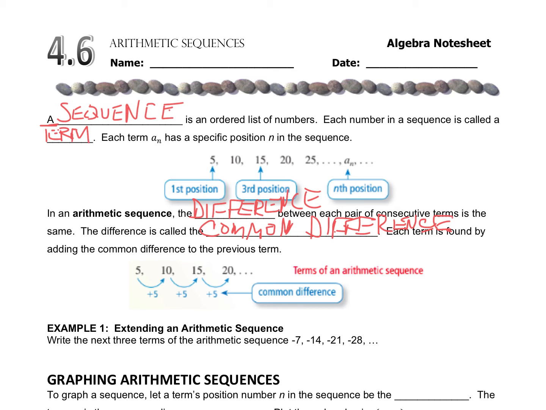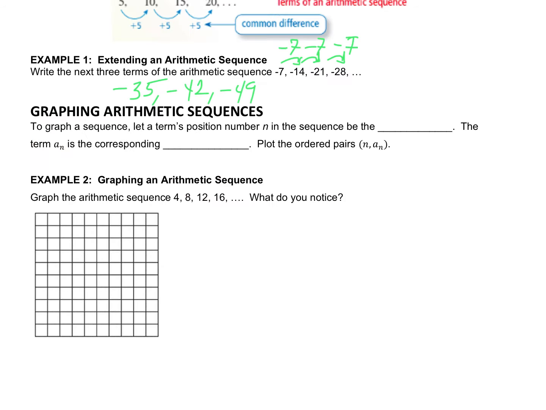So notice the word difference. We're basically trying to find if we subtract the newest number from the oldest number to get that common difference. So we want to be looking for the number that we are adding each time to get to the next one. So let's look at a few examples.